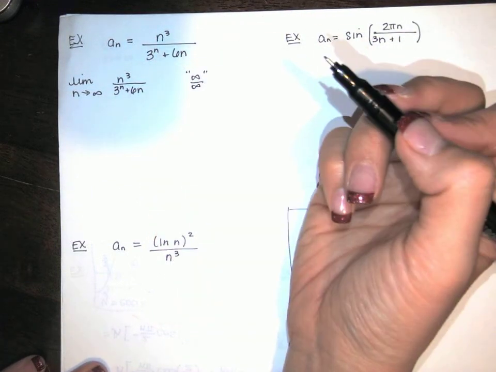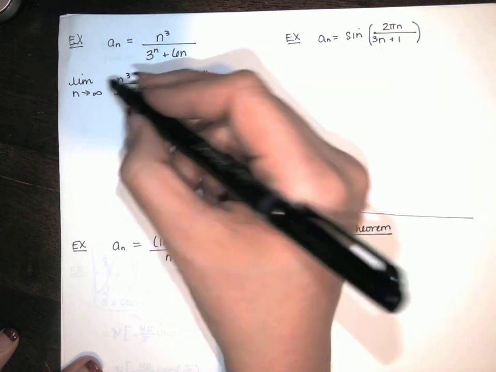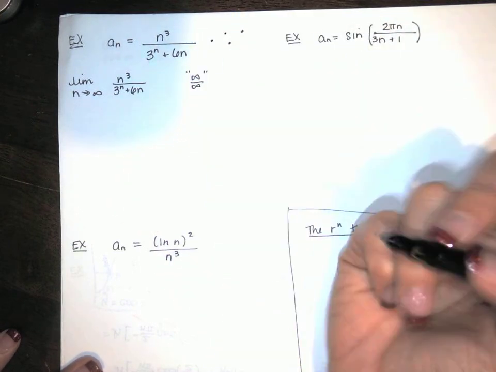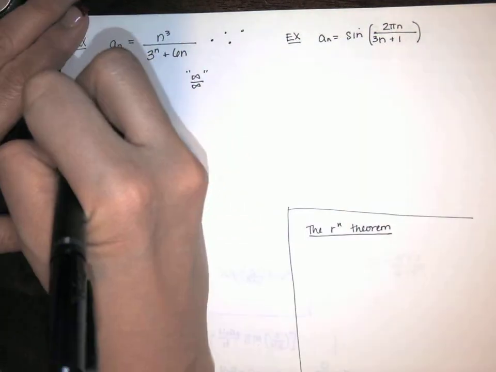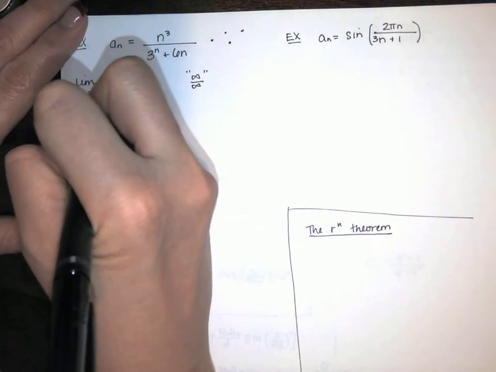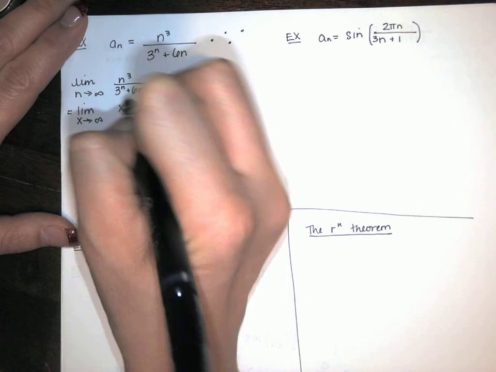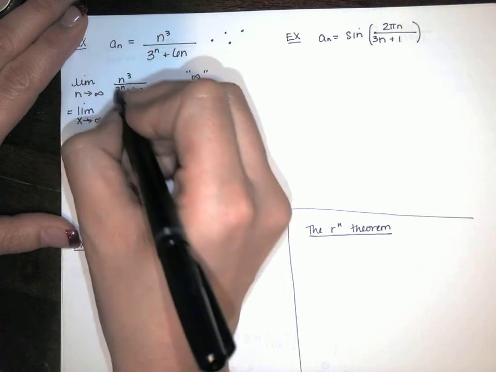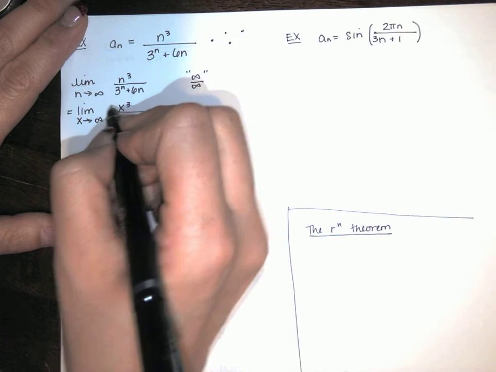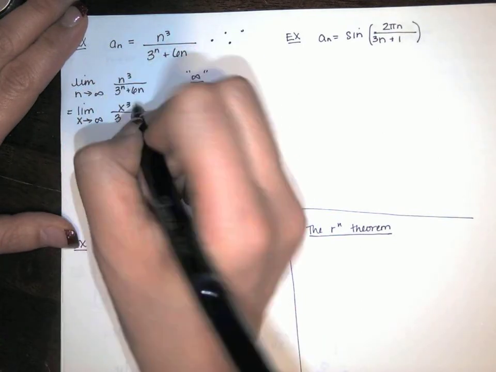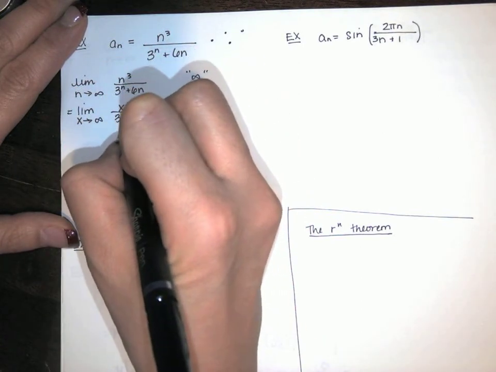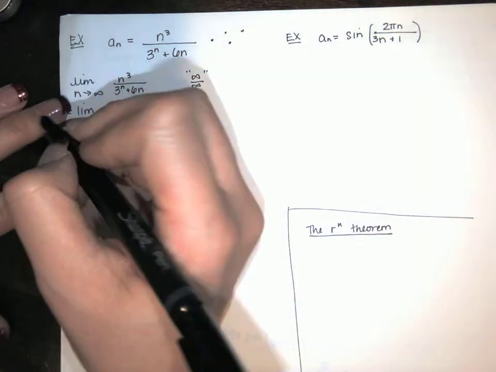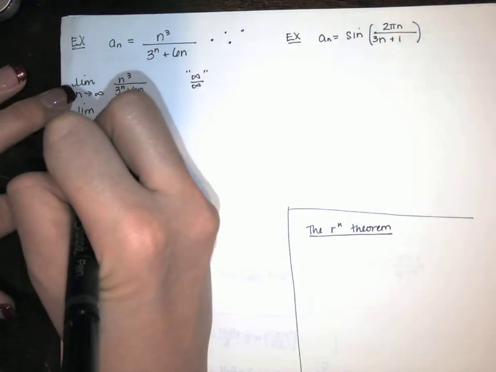So I want to use L'Hopital's rule, but I can't use L'Hopital's rule for this because this is just a bunch of points. When I graph them, it looks something like that, and I can't take the derivative of a point. So we're just going to get around that by changing to x. We're going to have a continuous function that behaves just like our function. As x goes to infinity, n does the same thing because these are points on the curve. It's given by this continuous function f of x equals x cubed over 3 to the x plus 6x. We still have infinity over infinity, but we can use L'Hopital's rule.